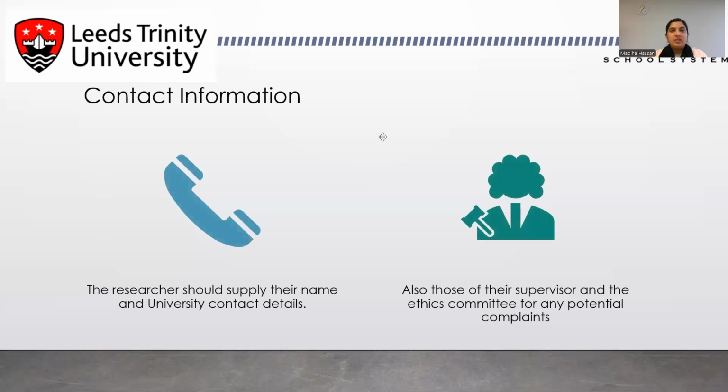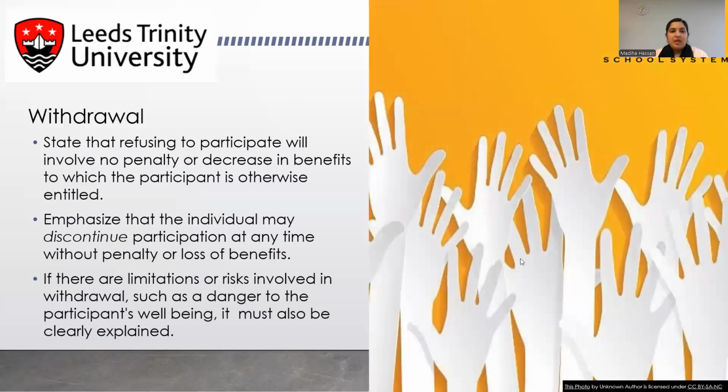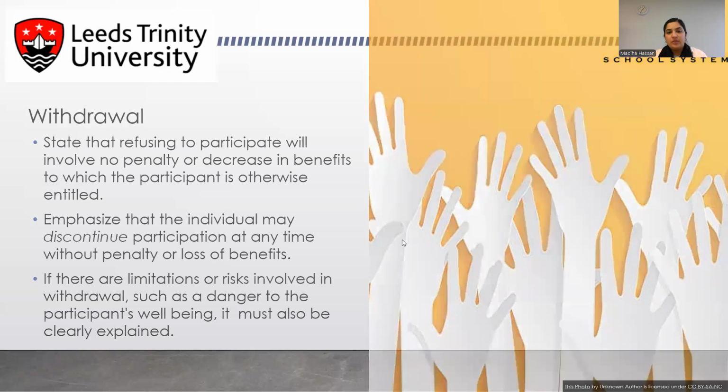Then you also have to give your contact information, so that if a person wants to withdraw at any time of the research, they are allowed to do that. Also give the contact details of their supervisor and the ethics committee, for any potential complaints. Withdrawal again: state that refusing to participate will involve no penalty. You remember that you cannot force them to be with you at any point of the research. Okay. Emphasize that an individual may discontinue participation at any time without penalty of benefits or losses.